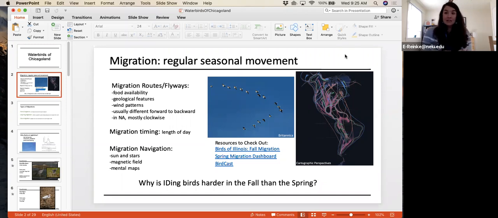Birds navigate, which they have to be able to do in order to fly these long distances every year of their lives, using a combination of things. This varies by species and by distance, but a lot of birds use celestial navigation. They're using the sun and the stars as points. Partially because of this, birds fly at night. Most of this migration, especially the fall migration right now, is happening at night, or we call it nocturnal migration. They also use magnetic fields, and once they've done it at least once, they're using their mental maps.